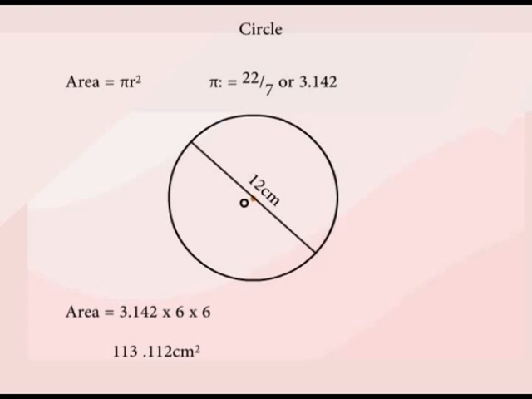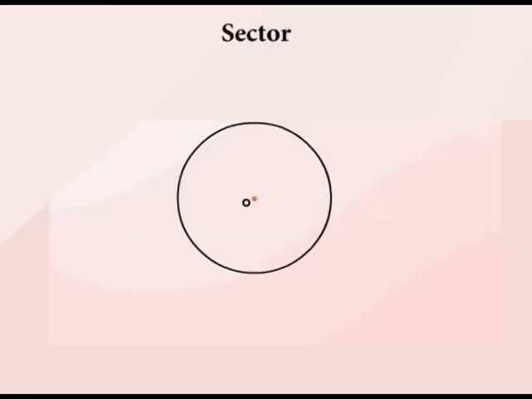O is the center of a circle. A and B are 2 points on the circumference. APB is an arc of the circle. OA and OB are 2 radii of the circle. The portion of the circle bounded by 2 radii and an arc is called a sector of the circle. In this figure, the sector is bounded by 2 radii, OA and OB, and the arc APB. This sector is named as OAPB.